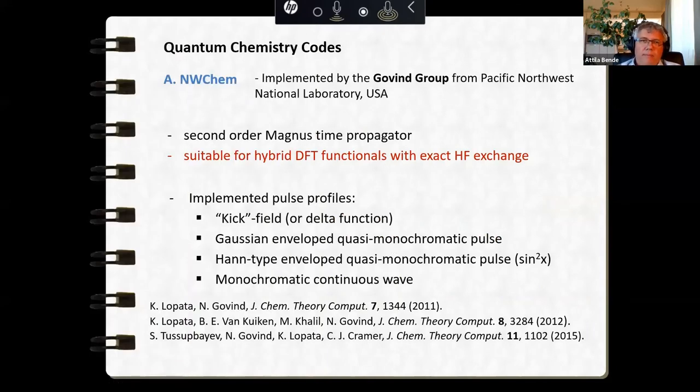Some words about the quantum chemistry codes. One of the most important codes is NWChem, where the group of Niri Govind implemented this framework. They use the second order Magnus time propagator, and, which is very important, they succeeded in implementing this method also for hybrid DFT functionals, which is very important when we want to treat charge transfer over a very long distance inside the molecule. They also implemented several types of pulses. Of course, when we want to compute the theoretical UV spectra, we use the so-called quick field, but also some real pulses like Gaussian, Hann type, and monochromatic continuous wave.